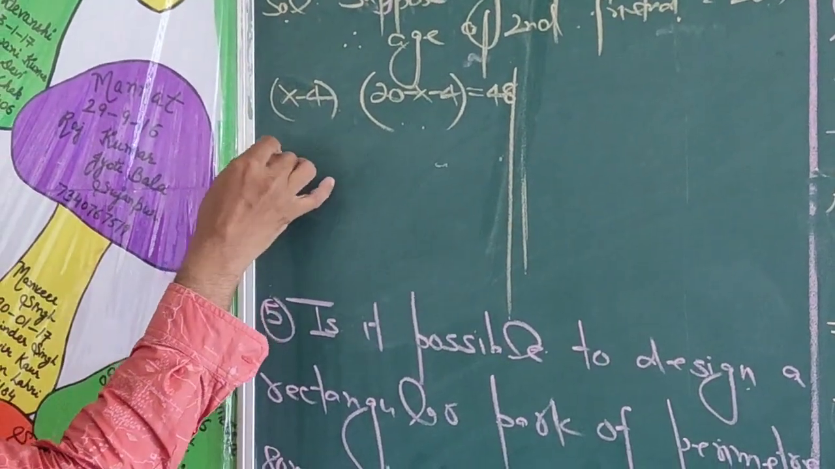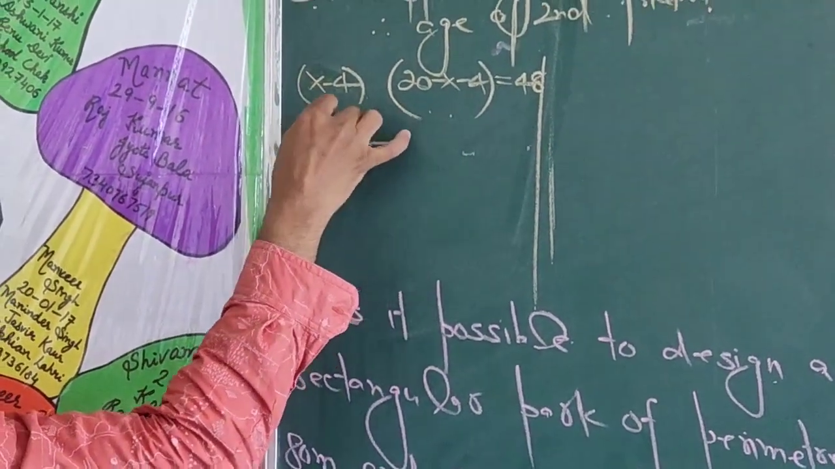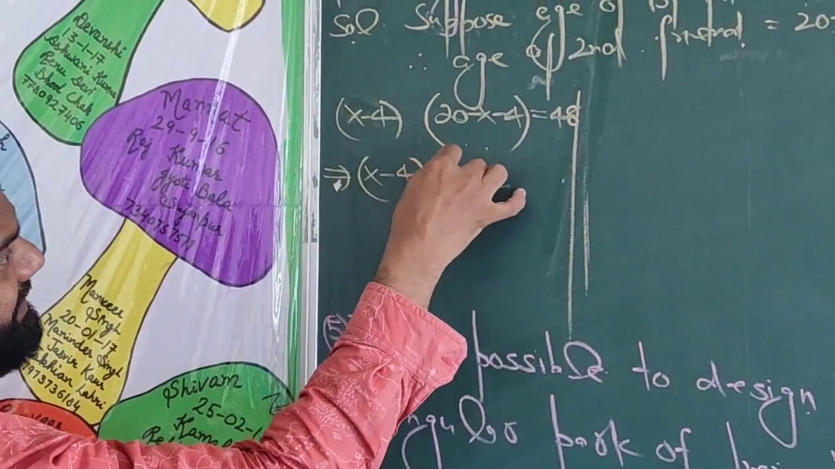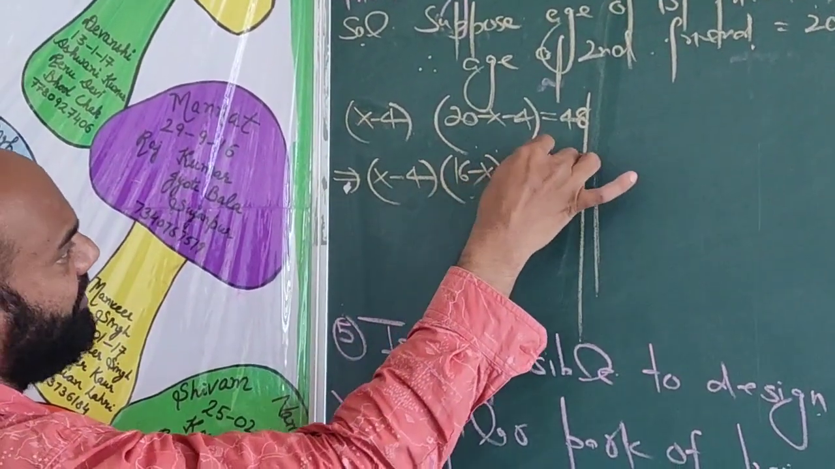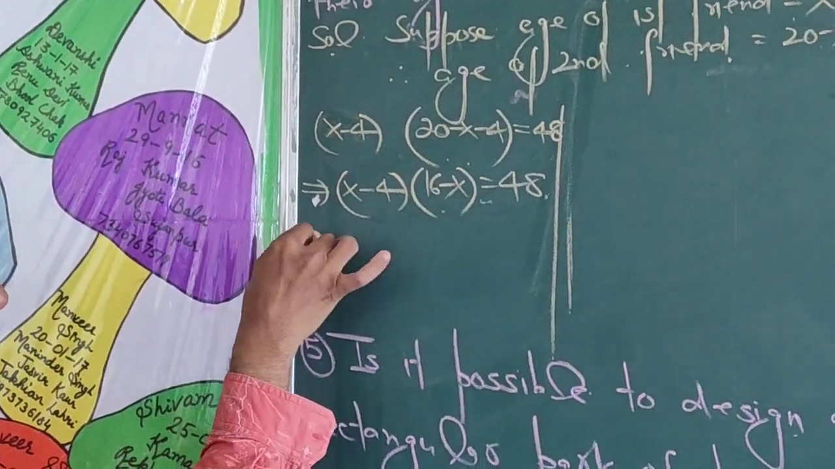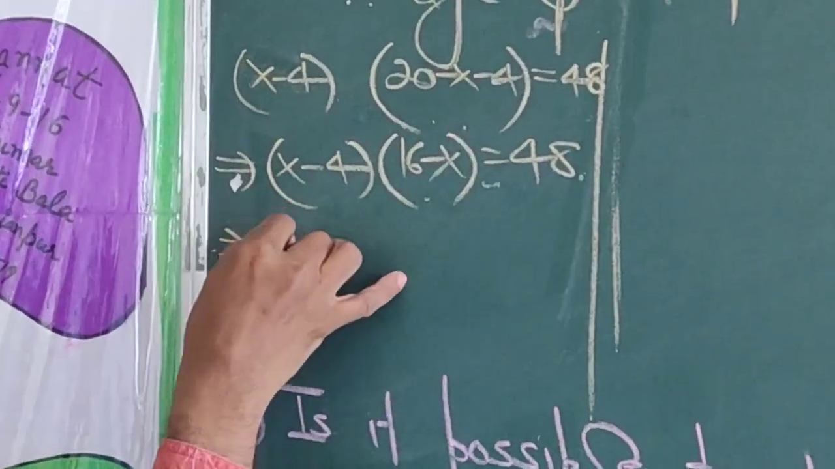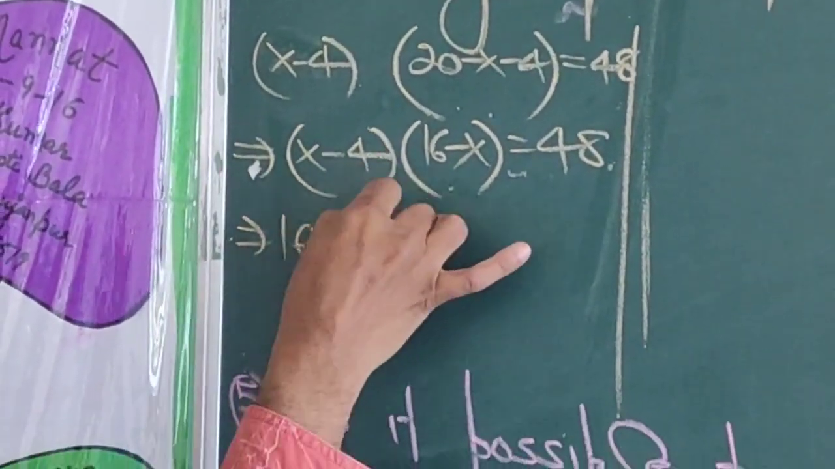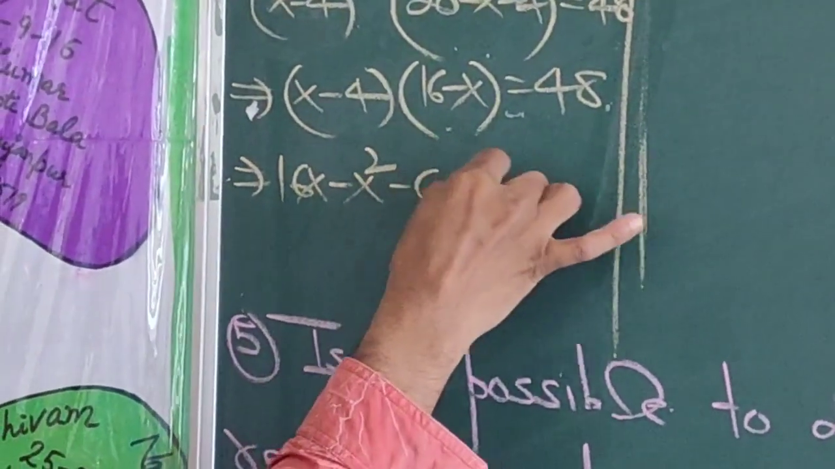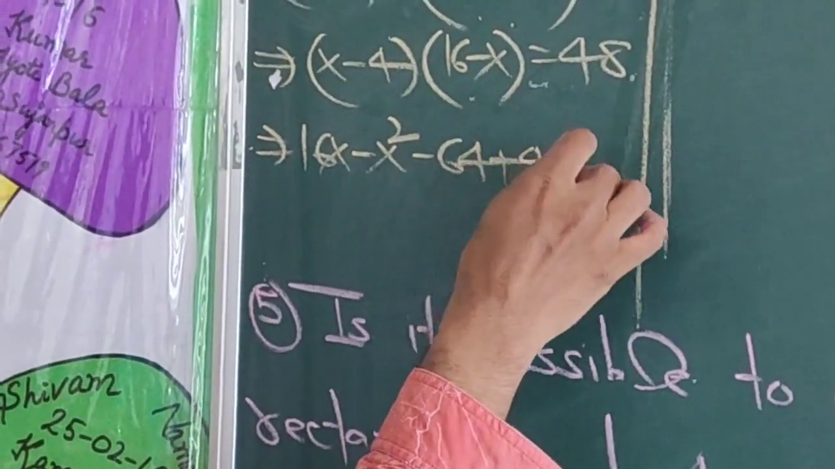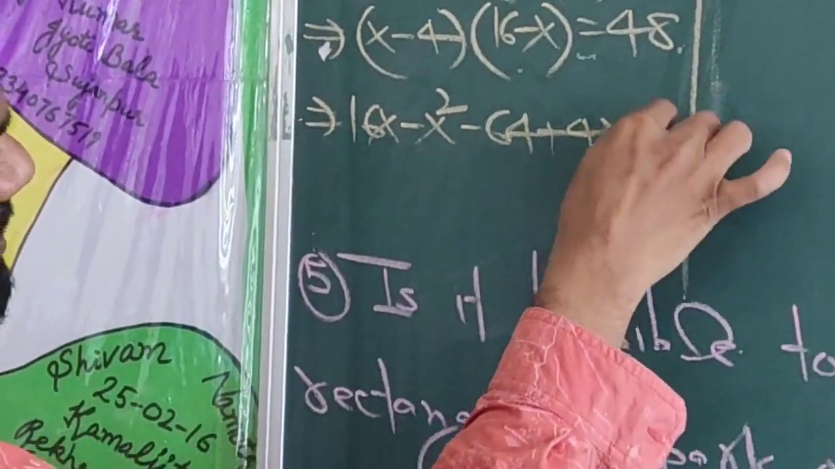So this implies x minus 4 and 16 minus x is equal to 48. Now solving these two equations, this is 16x minus x square minus 16 4 plus 4x minus 48 equal to 0.